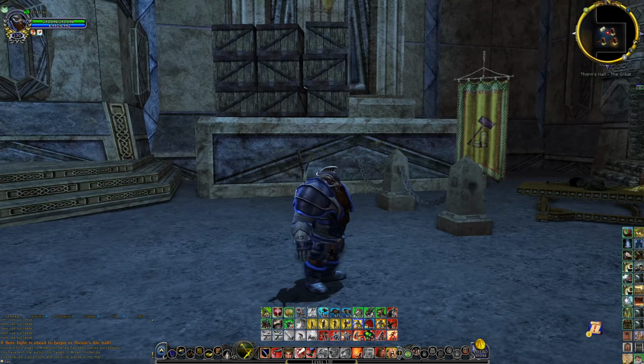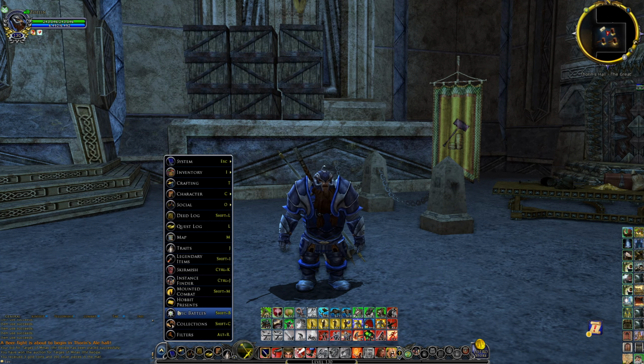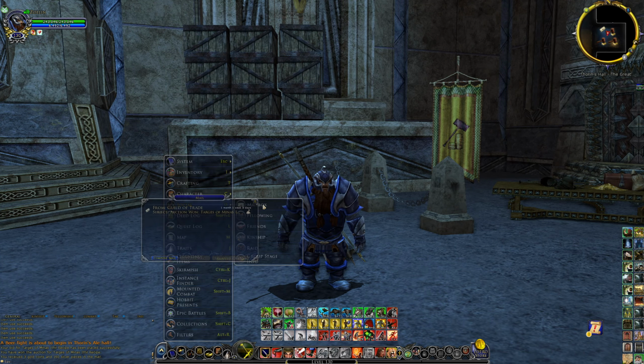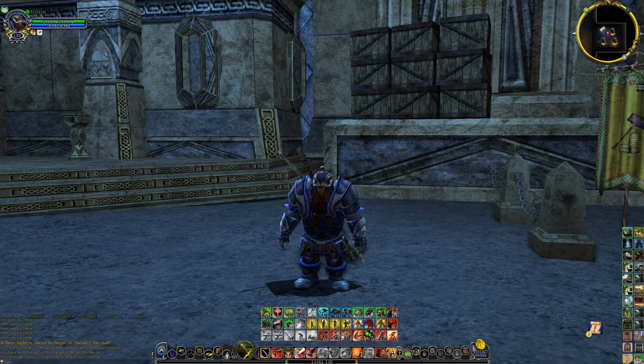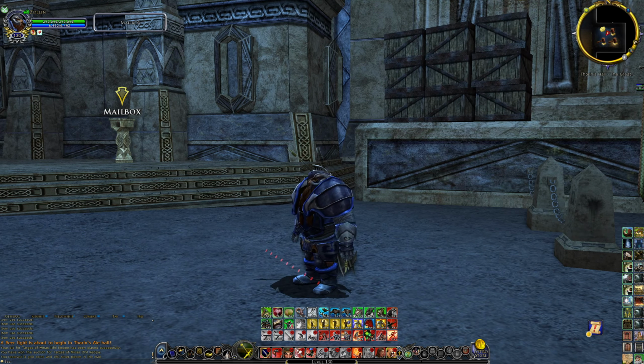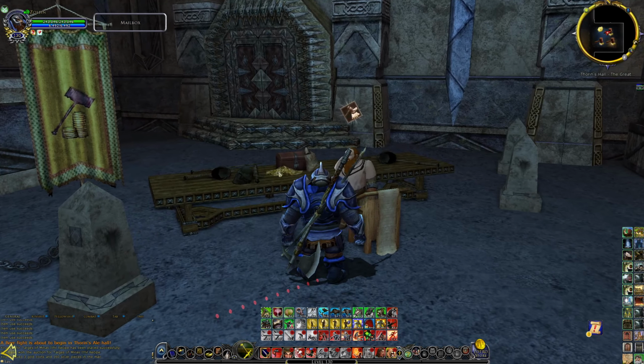You can also, if you're a VIP, go here, and you can go to the social, and there's your mailbox, and you can open it. If you're free to play, you're going to have to actually find a mailbox, which are usually close by if you're at an auction hall.